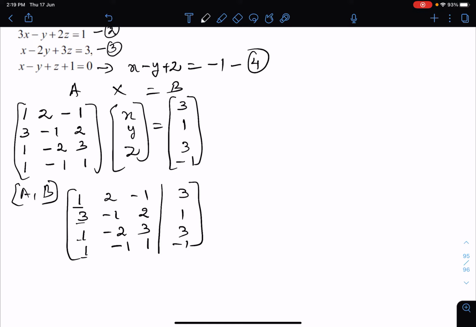For the first column you always seek the help of row 1. That I have given you in the hint also. So what are you going to do now for row 2? Row 2 is going to become row 2 minus 3 R1. Similarly, what about row 3?